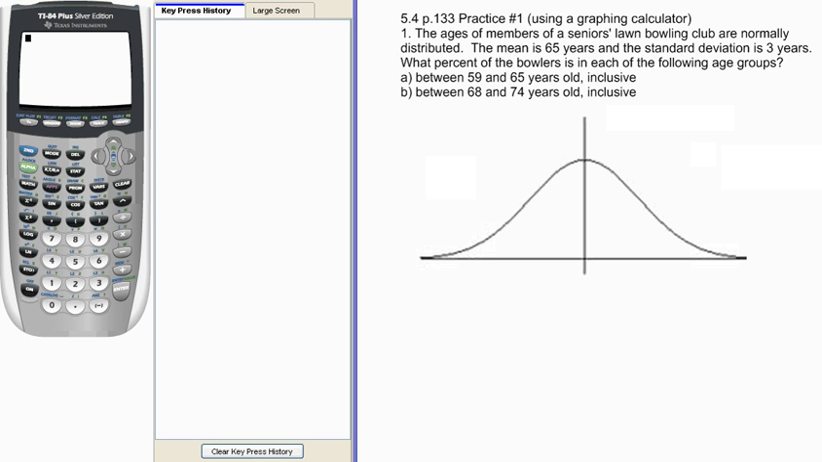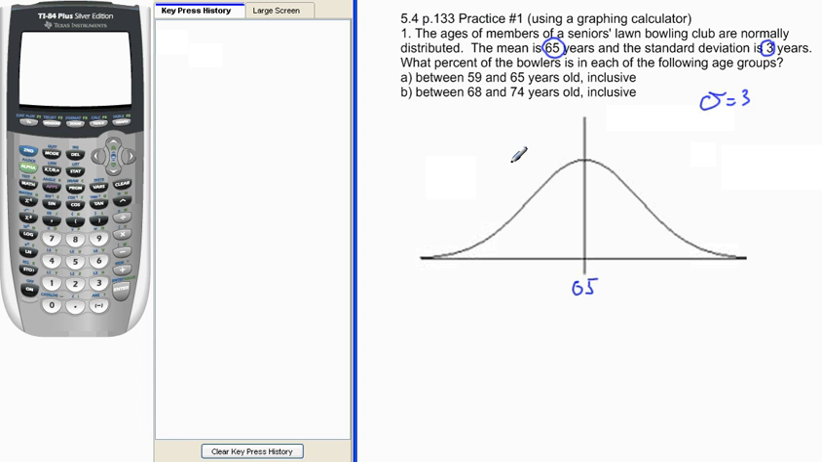First off, from the question, we know the mean is 65, so that's right in the middle. So let's put a 65 right in the middle here. The standard deviation is 3, so I'm just going to make a little note here at the side that the standard deviation is 3.